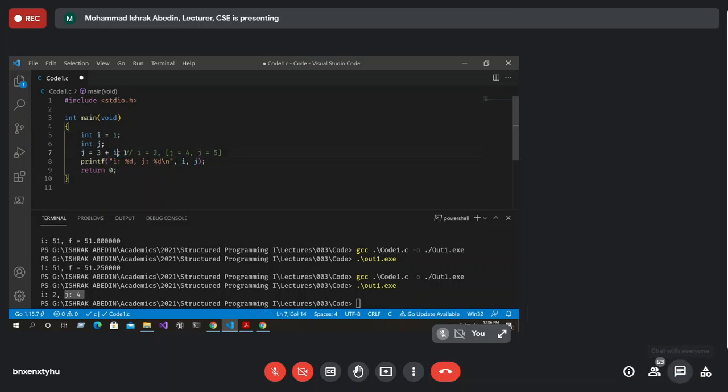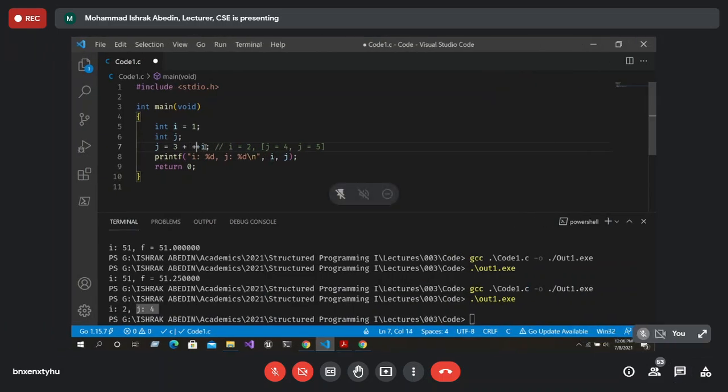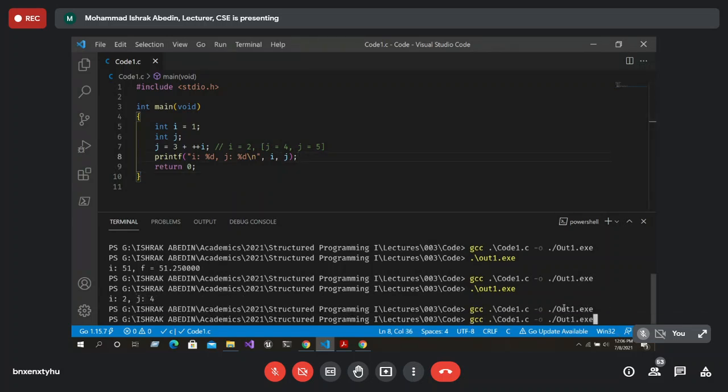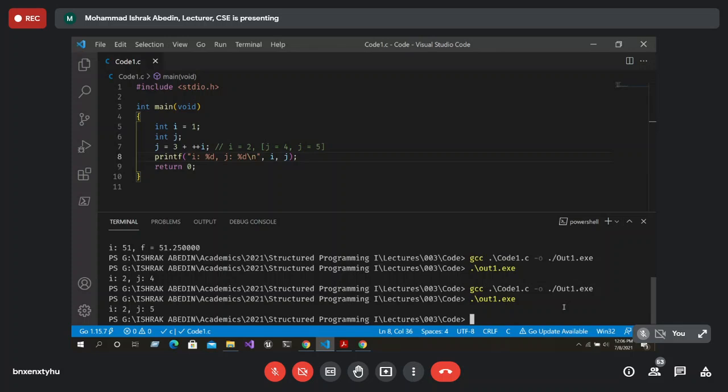However, if I have written it like this, ++i, can anybody tell me what will be the output of this program, or what are the evaluated values? So now it's 2 and 5. Yes. Because before evaluating this expression, the value of i is incremented, and then 3 and 2 are added together, and the result is 5.